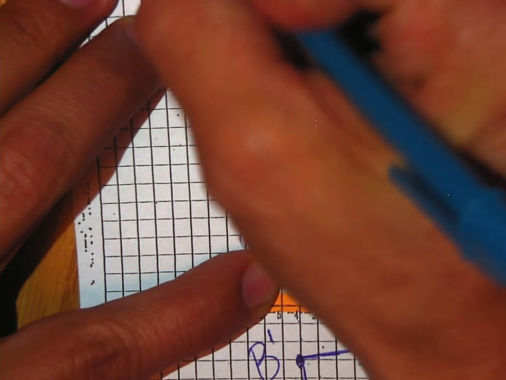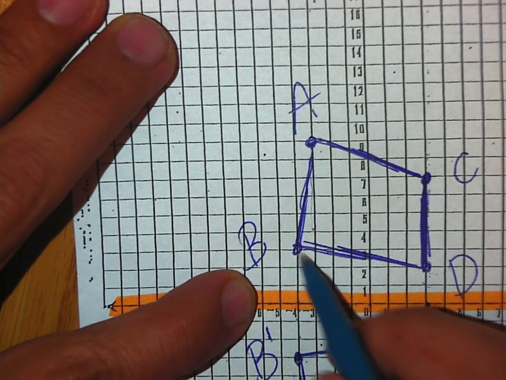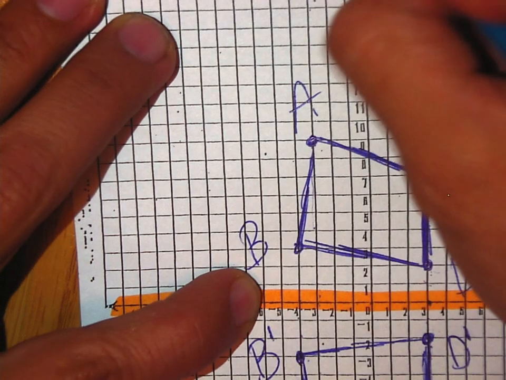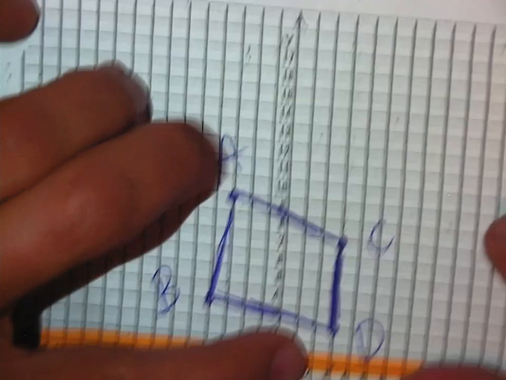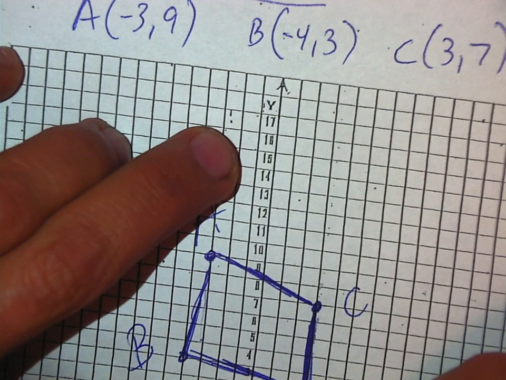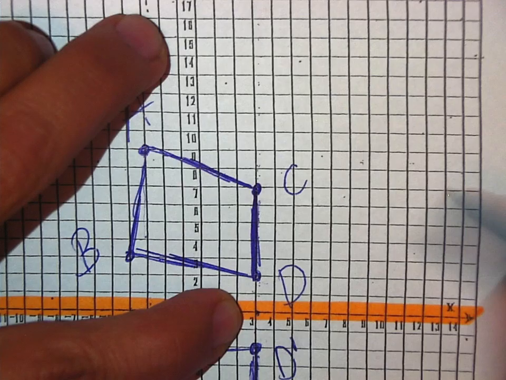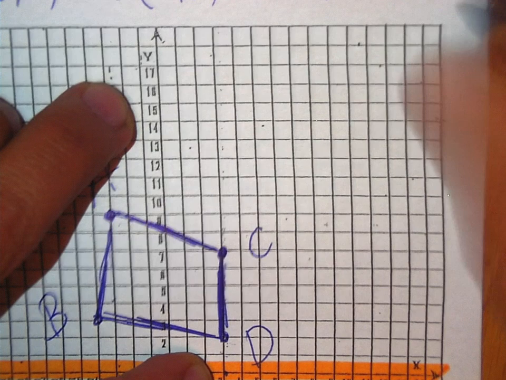So what happened when you reflect it over the X? Let's look at it. Now your B is what? Negative 4. It's still negative 4. So the X is the same, but the Y is different. It's negative 3. So that's B, negative 4, negative 3. So what happens?